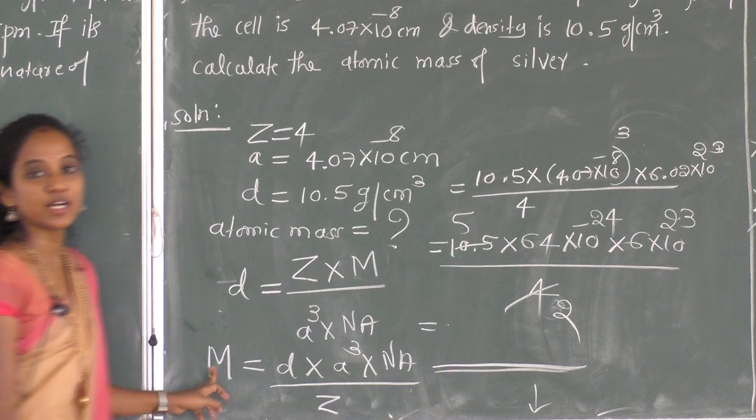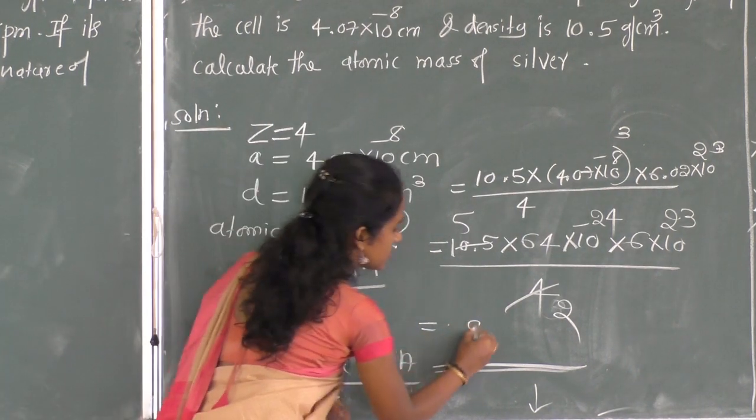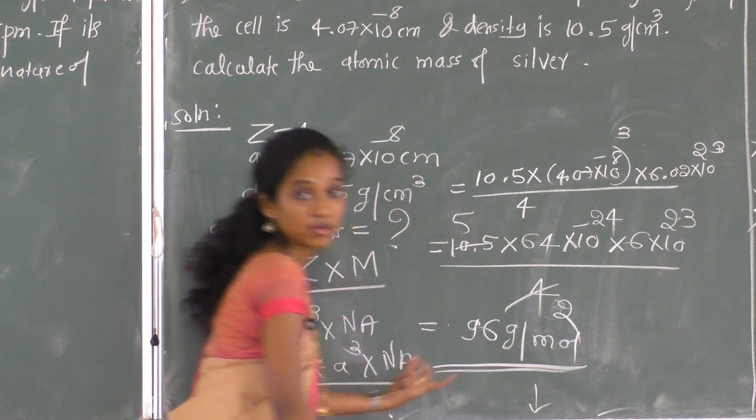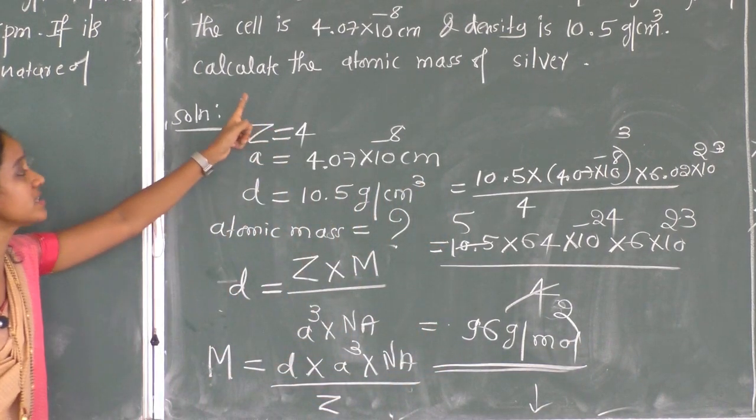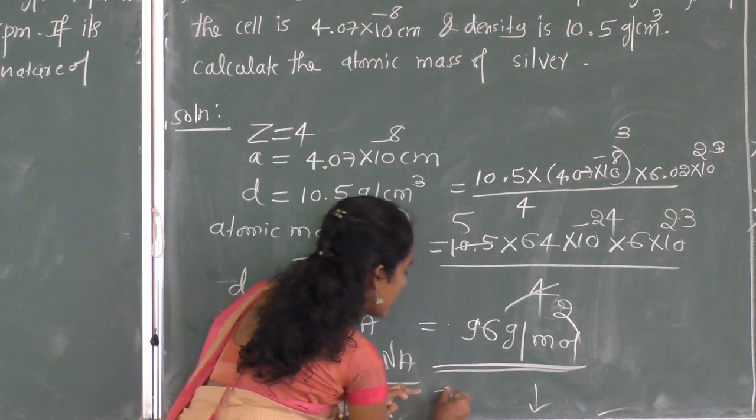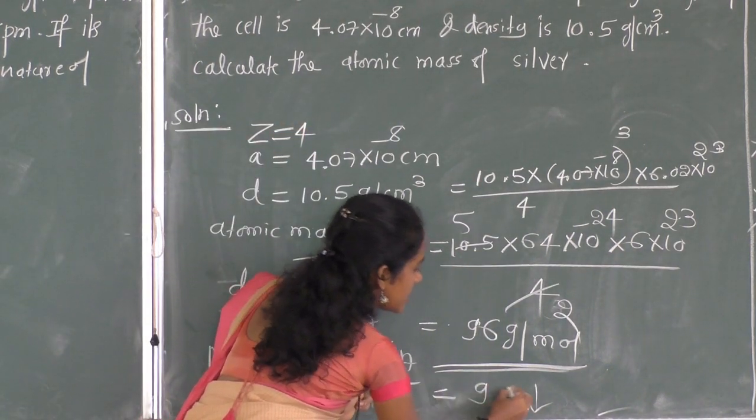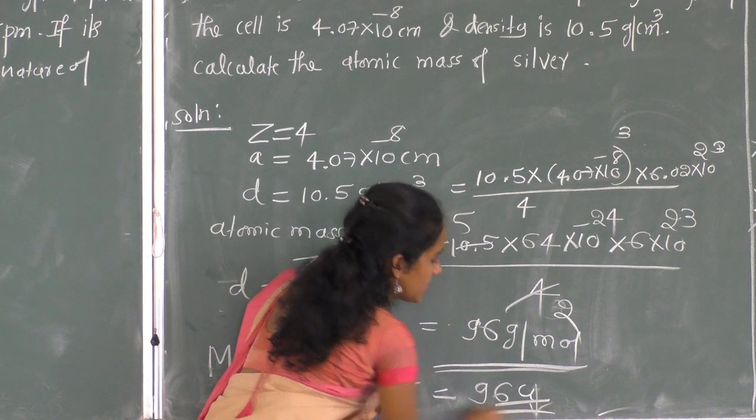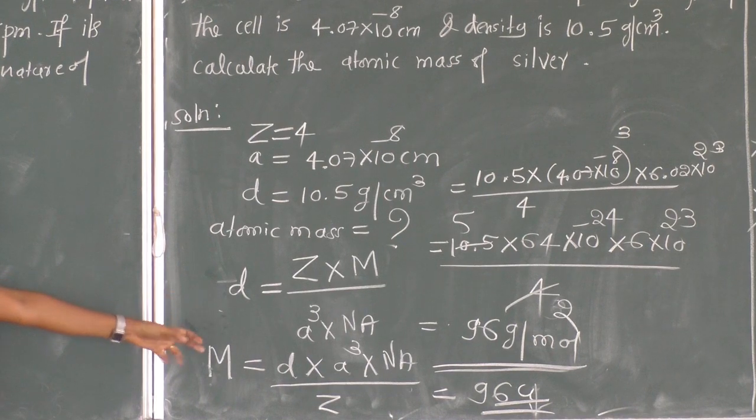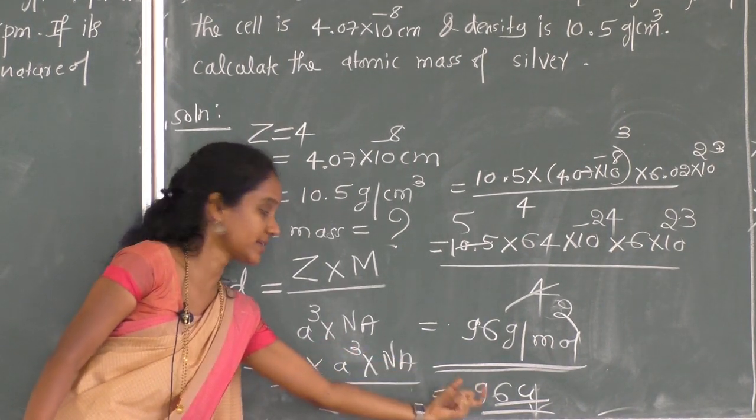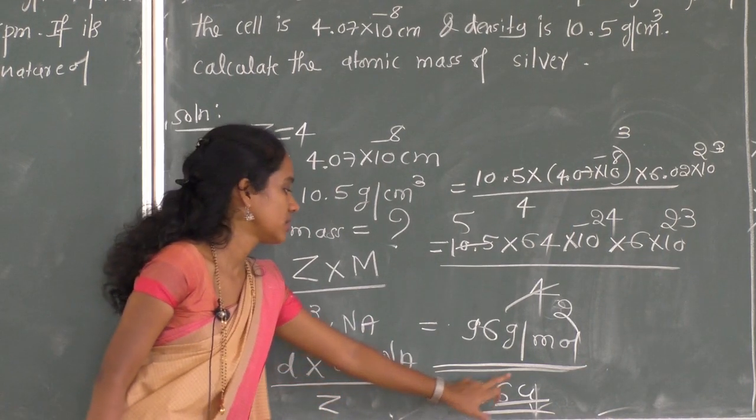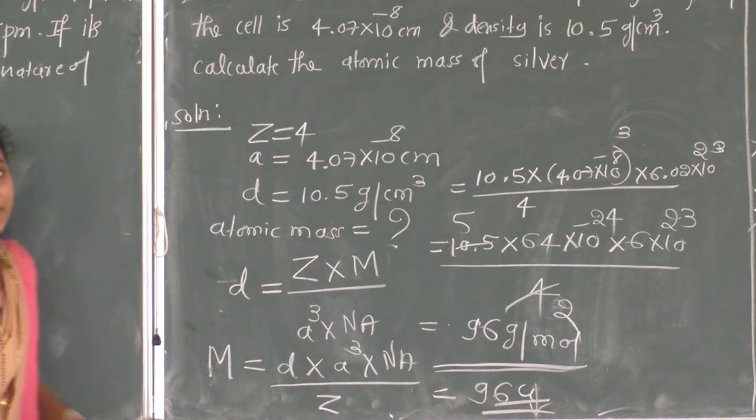So, got the answer? It is 96 gram per mole, molar mass, but in the question it is given to calculate the atomic mass of silver. So what we have to do here is 96 unified mass. So atomic mass of silver, it is not exactly the same answer, you can verify it. Okay, it is 96 unified mass.